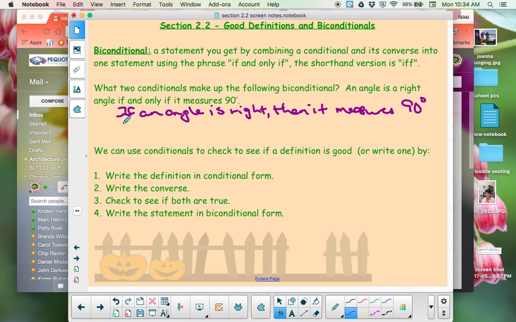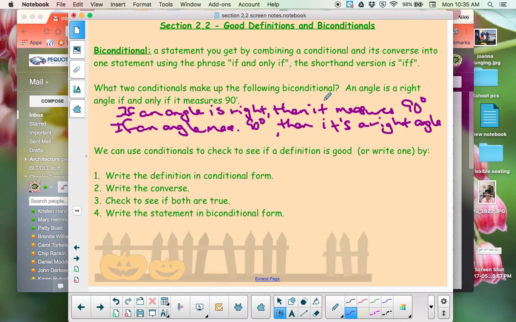Its converse, remember we leave the if and then there, and we leave the subject, if an angle. But then for the converse, we switch the hypothesis with the conclusion. So we would say if an angle measures 90 degrees, then it's a right angle. Okay. So those would be the two conditionals that go together to make the biconditional.